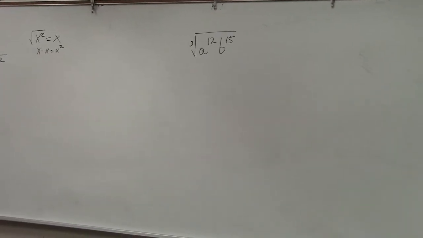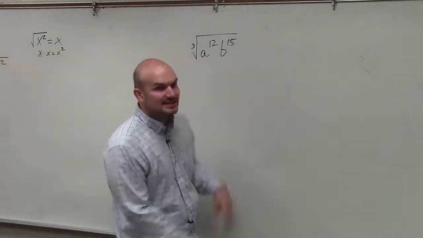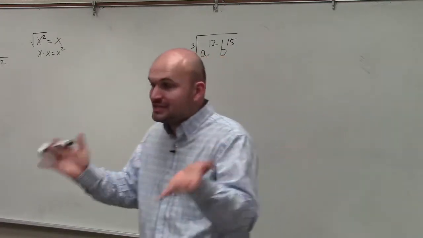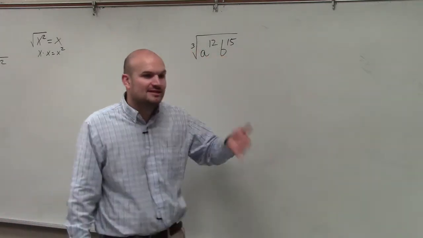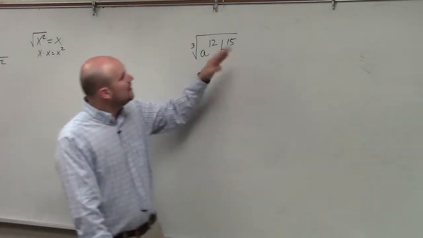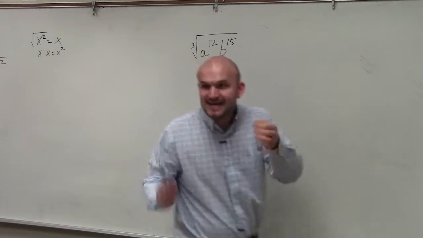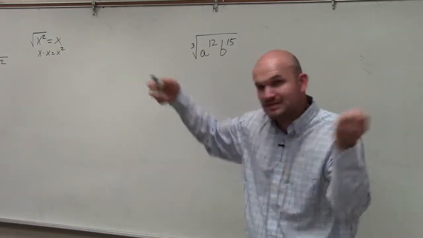So let's go and take a look at this one. If you guys look at this example, we don't have any numbers, but that's OK. We're not going to always have numbers that we can take the square root, the cube root, or the fourth root of. But in this example, we have two variables. So again, when we're taking the cube root, we're not taking the square root anymore. We're taking the cube root.